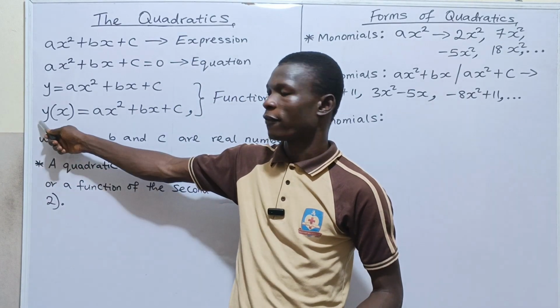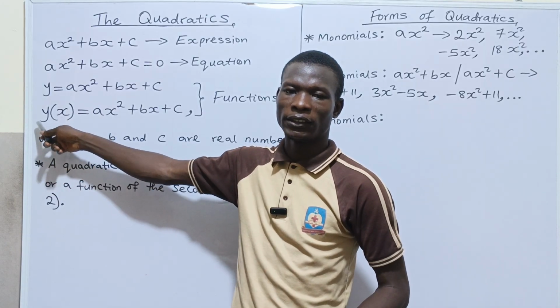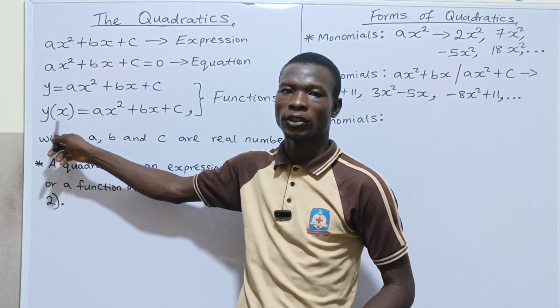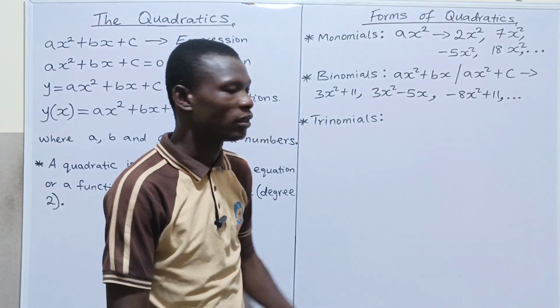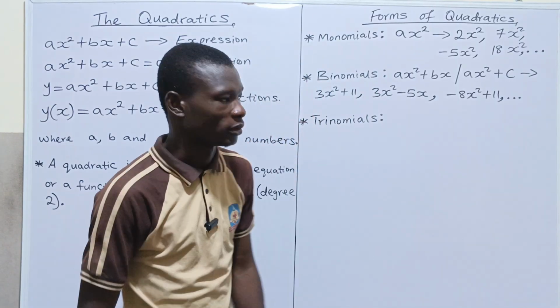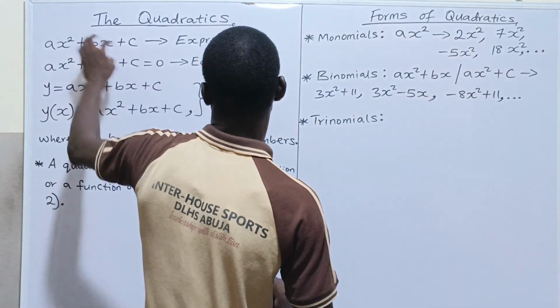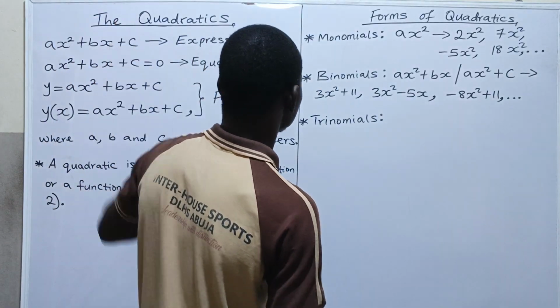Sometimes they may use f of x. That's to tell you f is a function of x. This one is saying y is a function of x. So those are binomials. Then by trinomials, we mean three-term expressions. They have 3 terms, and that is the complete set as we have.